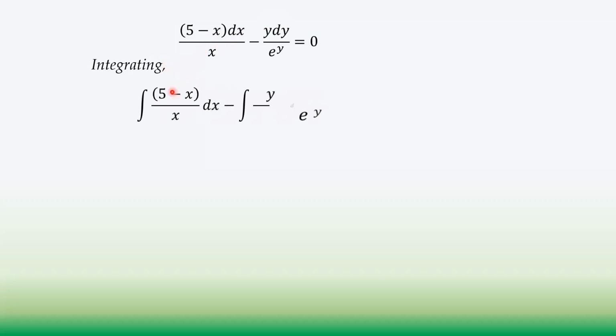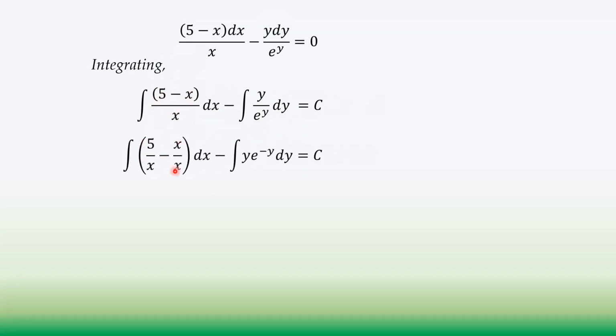Integrating, we will have integral of (5 minus x) over x dx minus integral of y over e raised to y dy equals c. Ito, meron tayong dalawang terms sa numerator over x lang, so pwede mo siyang paghiwalayin. Kaya magiging 5 over x minus x over x dx. Ito naman, pwede mo siyang itaas, so magiging negative exponent: y e raised to negative y dy equals c.